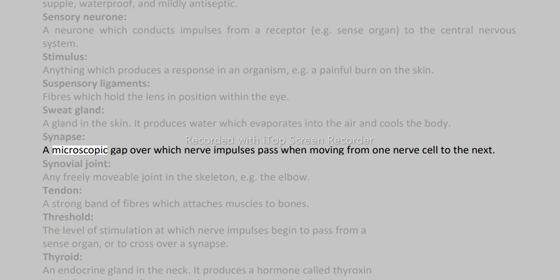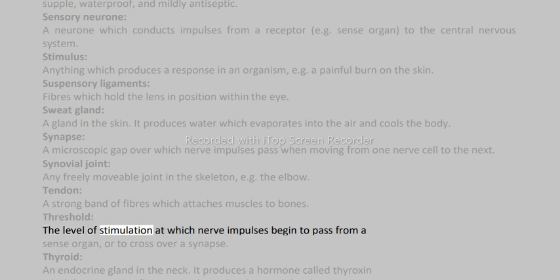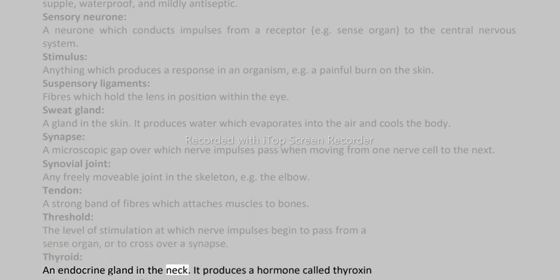Synapse, a microscopic gap over which nerve impulses pass when moving from one nerve cell to the next. Synovial joint, any freely movable joint in the skeleton, e.g. the elbow. Tendon, a strong band of fibers which attaches muscles to bones. Threshold, the level of stimulation at which nerve impulses begin to pass from a sense organ, or to cross over a synapse. Thyroid, an endocrine gland in the neck.